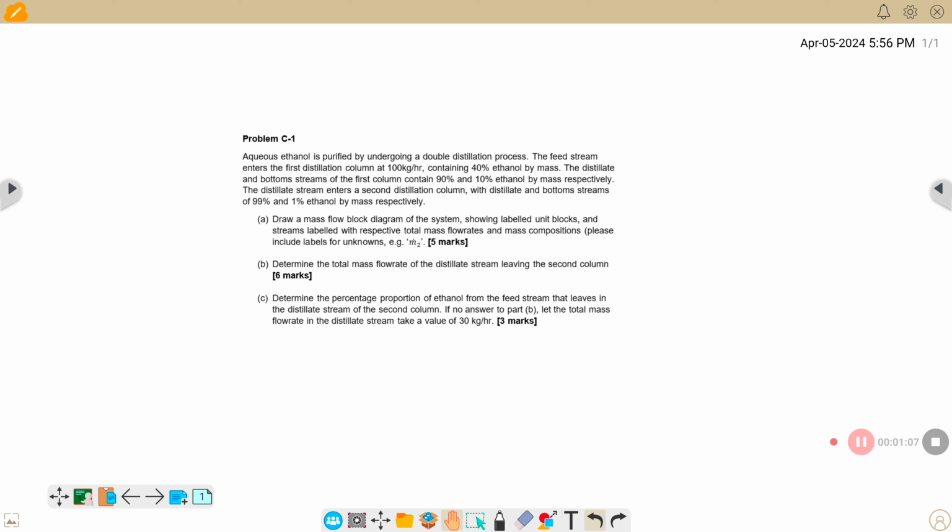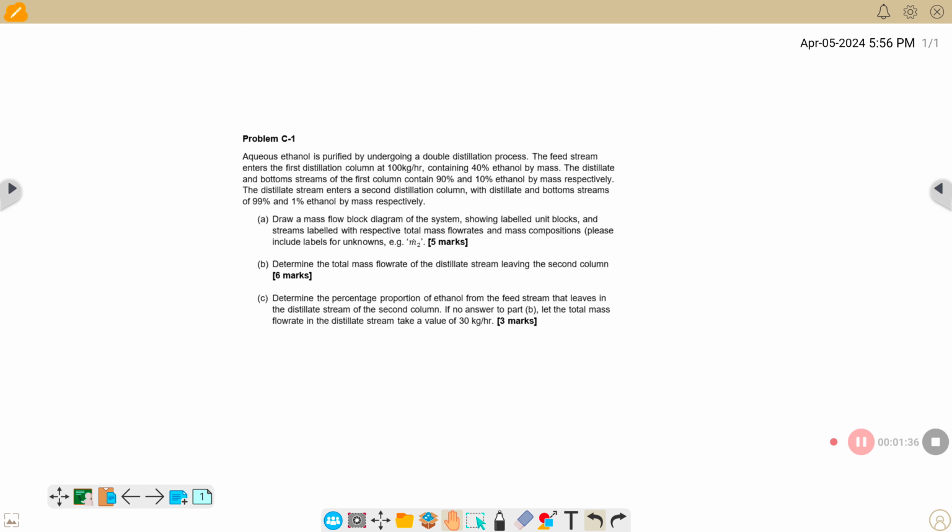Then you're asked, draw a mass flow block diagram of the system and show appropriate units, mass flow rates and mass compositions. Then you're asked to determine the mass flow rate of the distillate stream leaving the second column, and finally you're asked to determine the percentage proportion of ethanol in the feed stream that leaves in the distillate stream of the second column. Okay, so evidently there's quite a lot to unpack here, right?